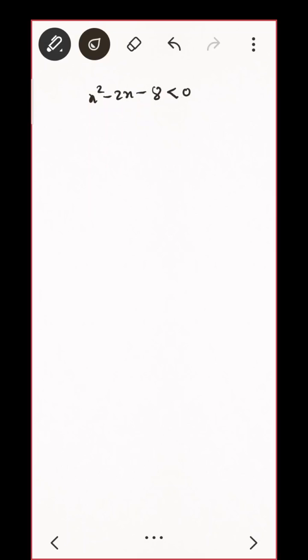What do we do in this? Now you are the master of this. You must tell me. How to solve this question? Come on, don't waste time. Okay, so just factorize this. You're saying that x minus 4 into x plus 2 is less than 0. Do you agree, everyone?